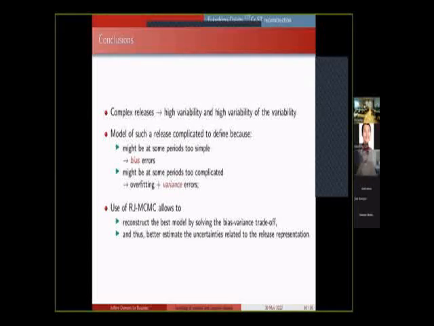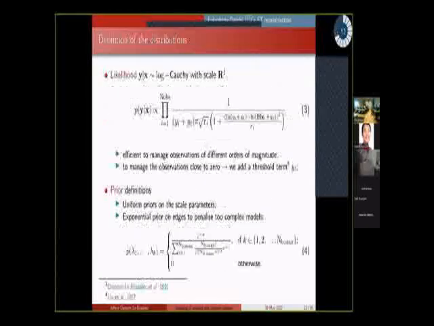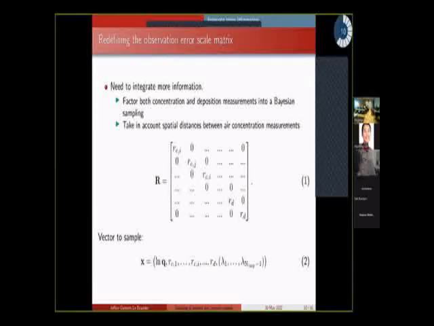Hello, I didn't understand how you take spatial distance between observations into account in your matrix. Okay, I have to repeat the question. How do we take into account the spatial distances?